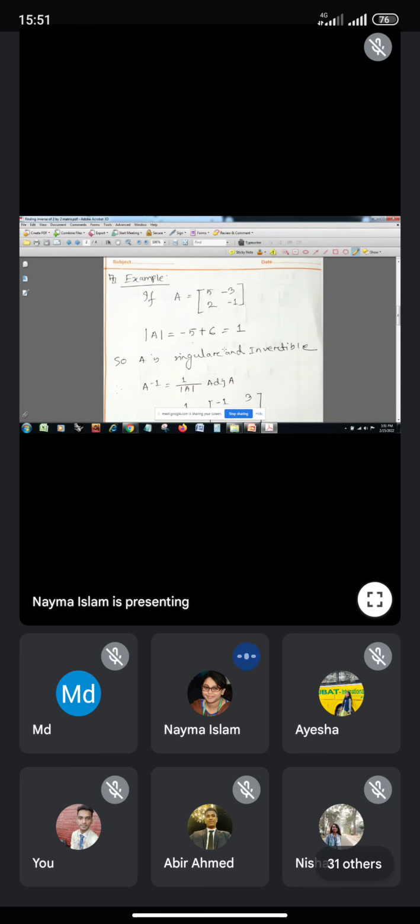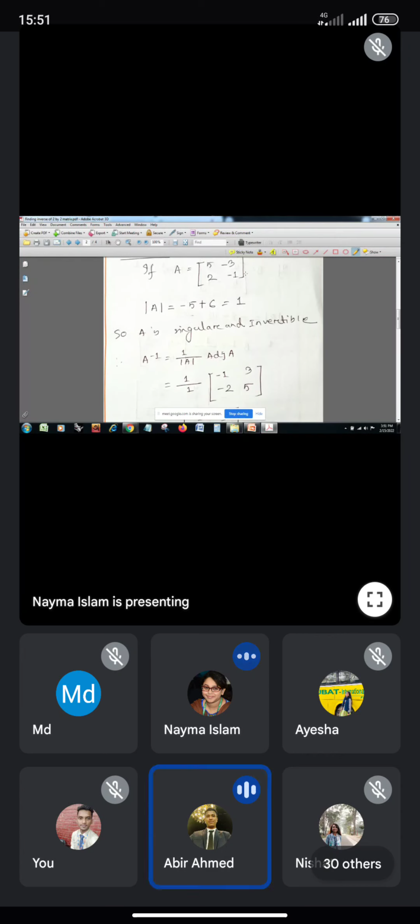Now the next example. A is equal to 5, minus 3, 2, minus 1. Okay, 5, minus 3 and 2, and minus 1. Now find the determinant. Look at here. Here the determinant is minus 5 minus 6. That means minus minus plus. So here our determinant is 1. So A is singular and invertible. That means you can find the inverse of this matrix.